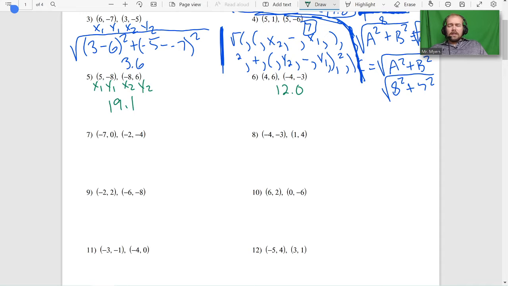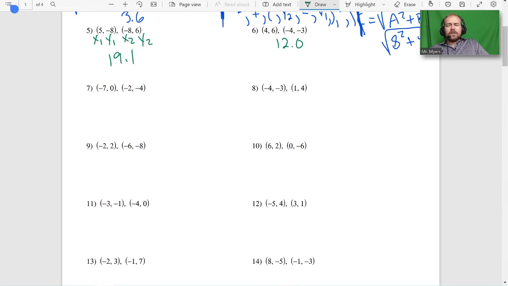Okay? So that's pretty much it. Now, we'll do it one more time, and then on number 8, I'll show you the graphing method again, just to switch things up a little bit. But on 7, I'll just type it in, and you can let me know what you get for that one. So let's just do it one more time. So it's square root, open parentheses, x2 minus x1, close parentheses, squared, plus open parentheses, y2 minus y1, close parentheses, squared, close parentheses, enter. 6.4.